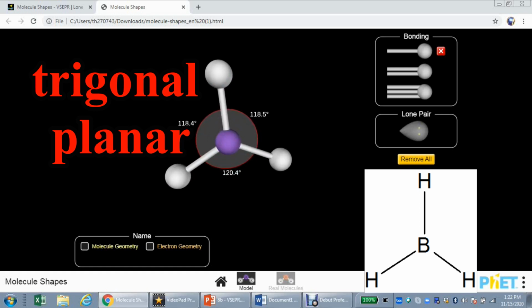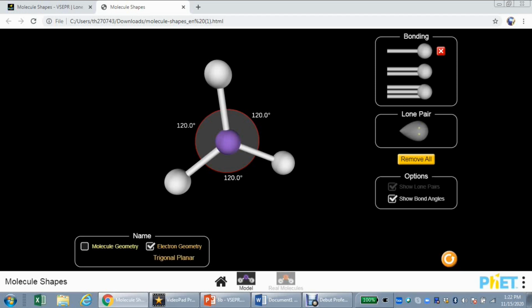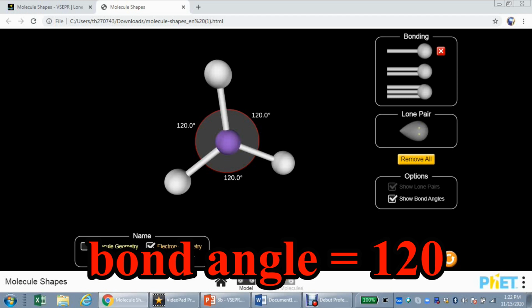Each hydrogen atom lies at the corner of an equilateral triangle, while the boron lies in the center of the equilateral triangle. Because everything lies in the same triangular plane, this geometry is called trigonal planar. Notice that the hydrogen-boron-hydrogen bond angles are all 120 degrees.